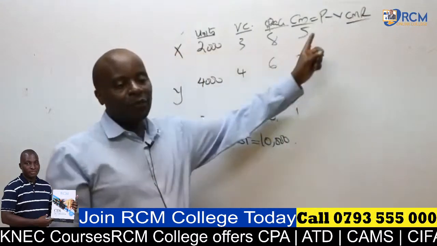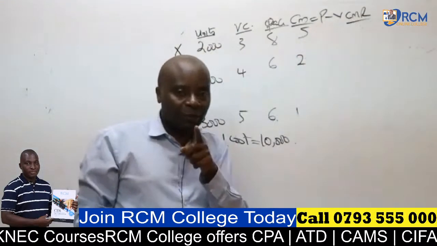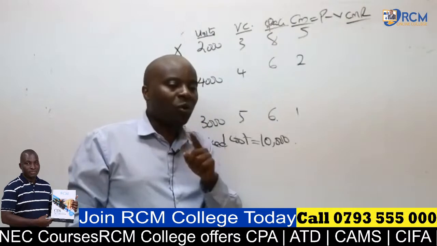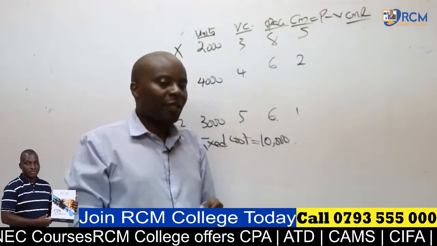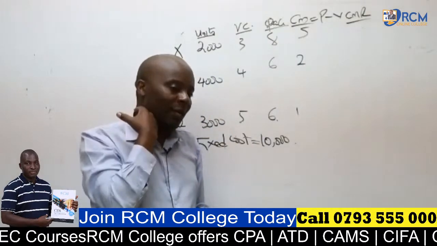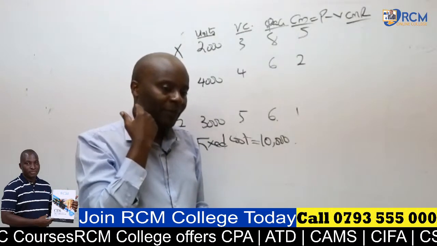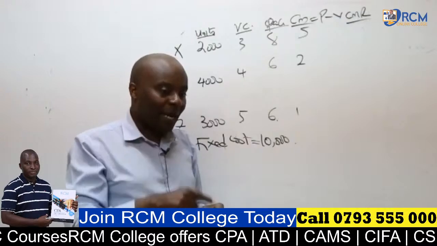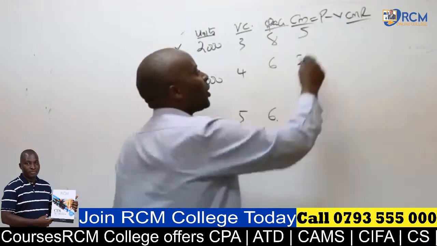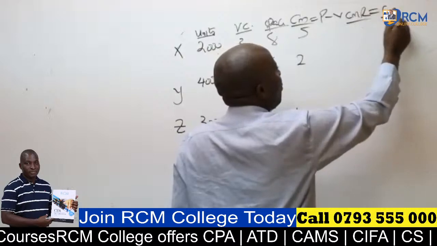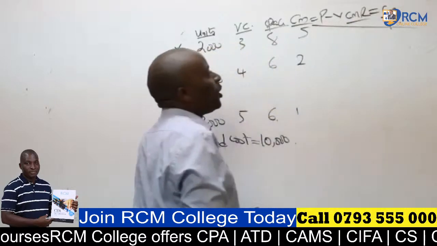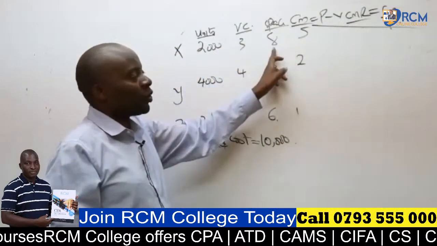Now, can somebody give me the formula of getting CMR? Who is able to remember the formula of getting CMR? CMR equals what divided by what? CMR is CM over price. So they're telling me that this is CM over what here? Price. So it is contribution margin over the selling price.